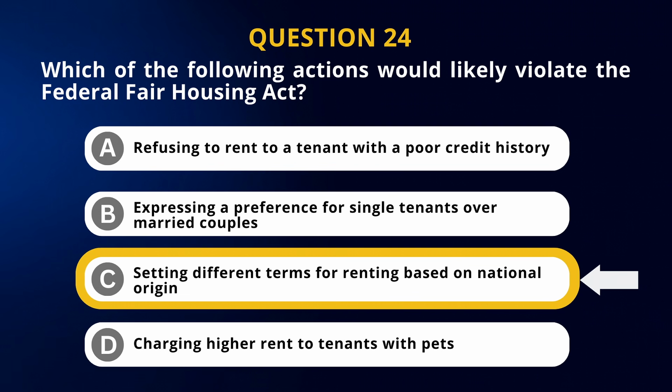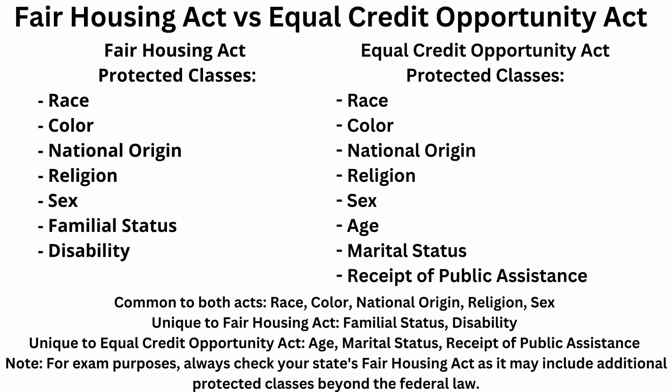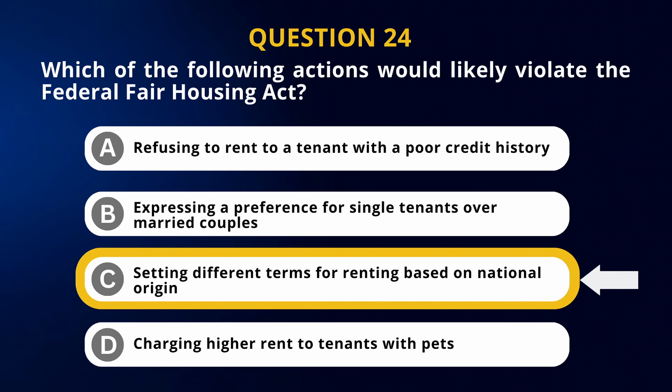So again, violating the Federal Fair Housing Act deals with those seven protected classes: race, color, religion, national origin, sex, familial status, and disability. So in this particular question, it was looking for you to understand what the protected classes are on the federal level. Remember, your state could have additional items in addition to these seven, if it's trying to make it more comprehensive for its citizenry. And then the comparison between the Federal Fair Housing Act and the Equal Credit Opportunity Act is also very useful to remember, those protected classes, where they are similar and where they are different.